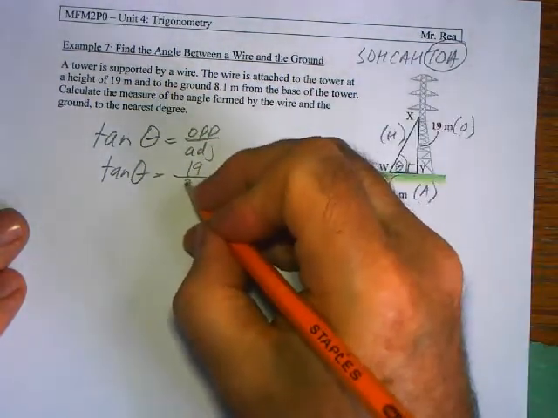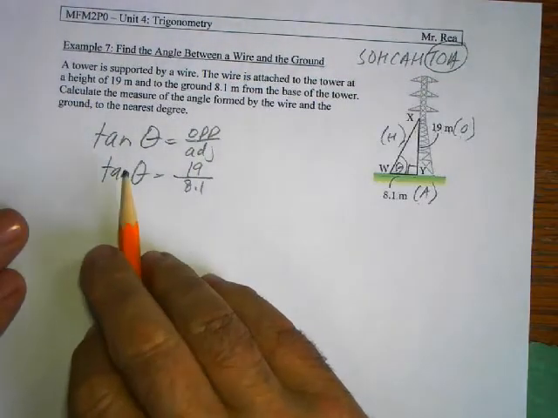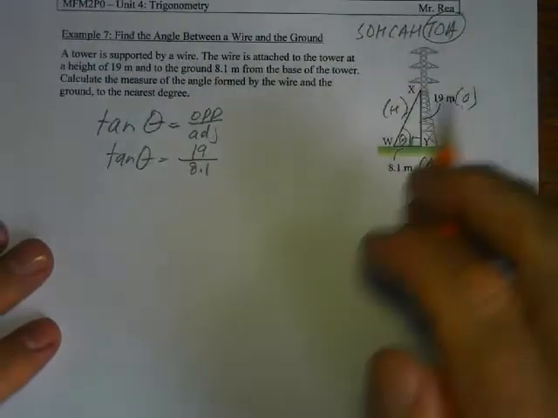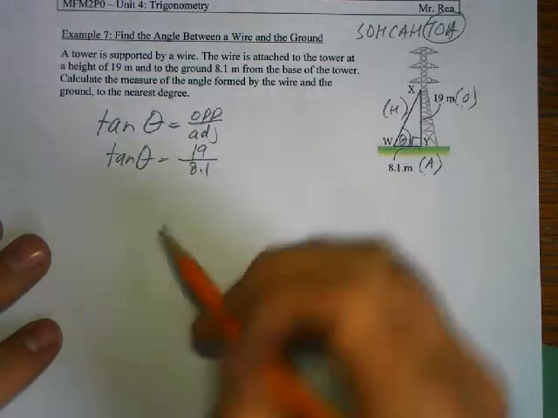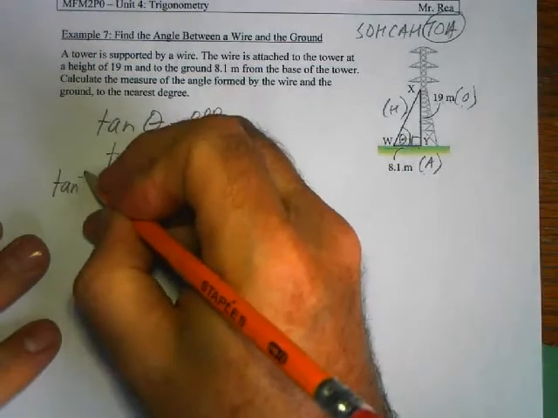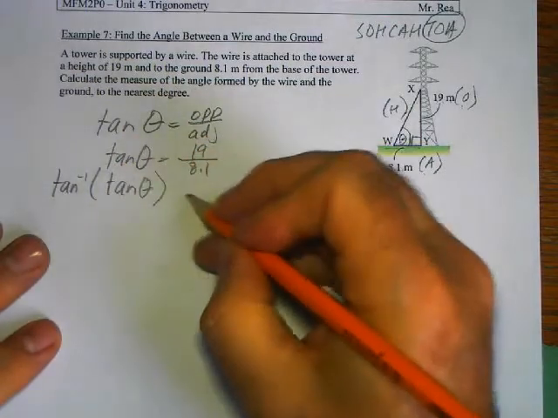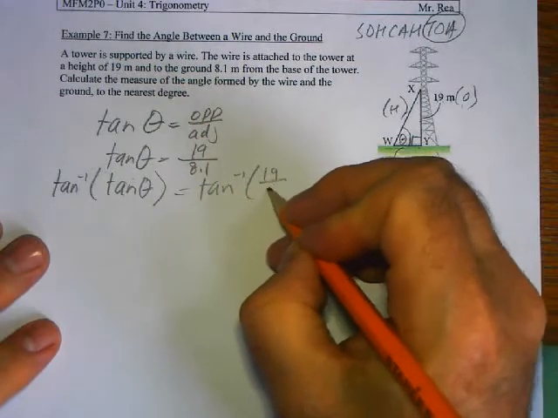Okay, now this is our second question where they're asking us for the angle. So hopefully you know what to do here. We're going to do the tan inverse of both sides to get rid of the tan here. So I'm going to put tan inverse of tan theta is equal to tan inverse of 19 over 8.1. These cancel each other out.